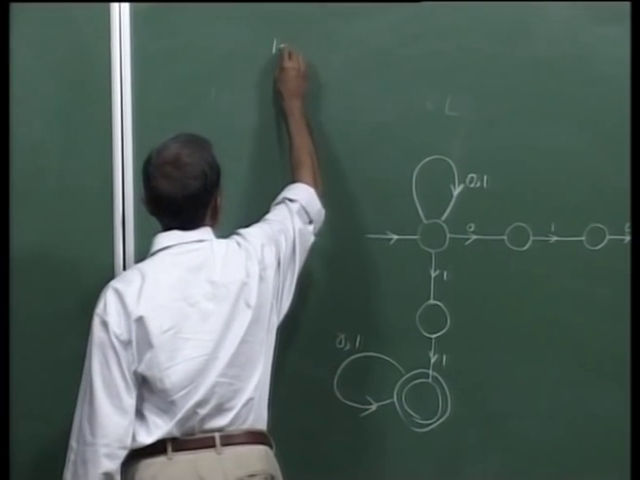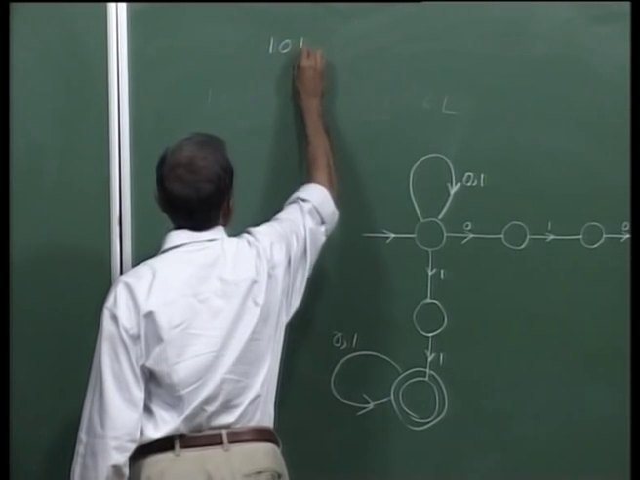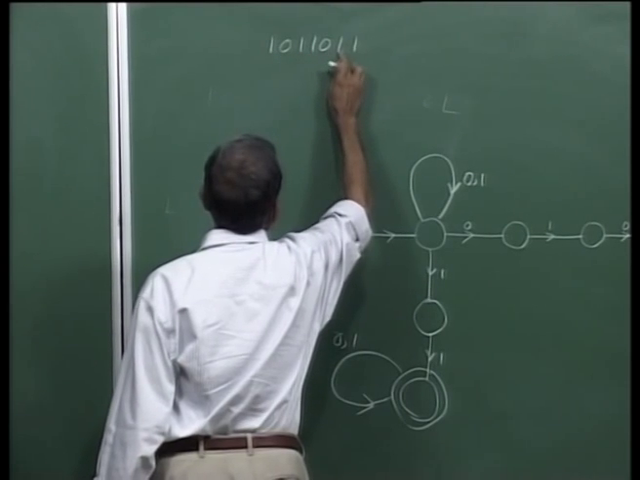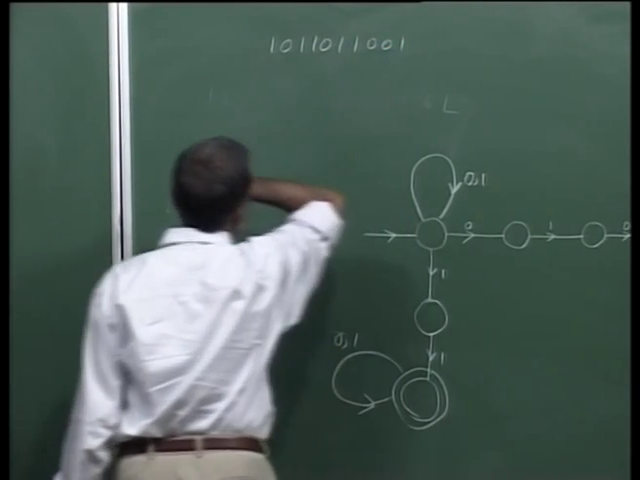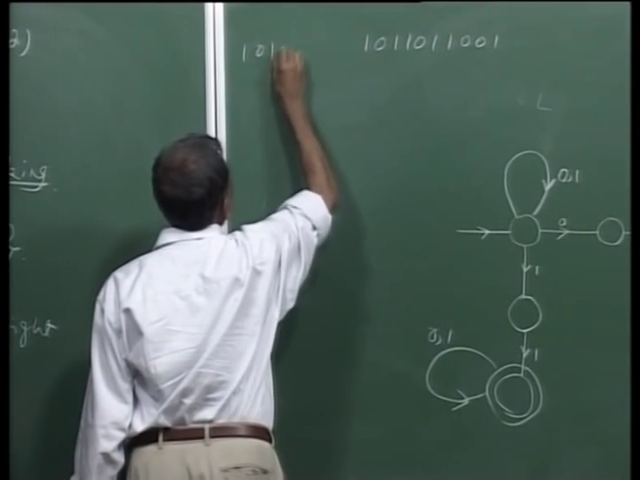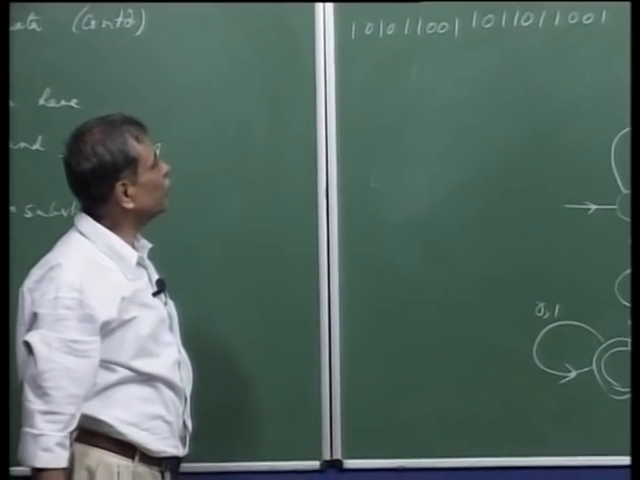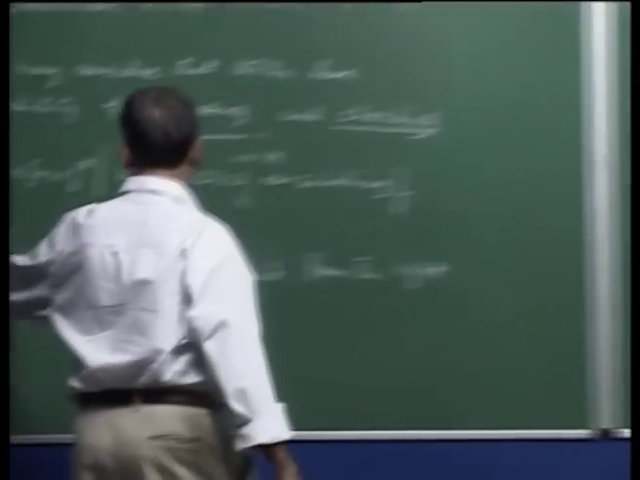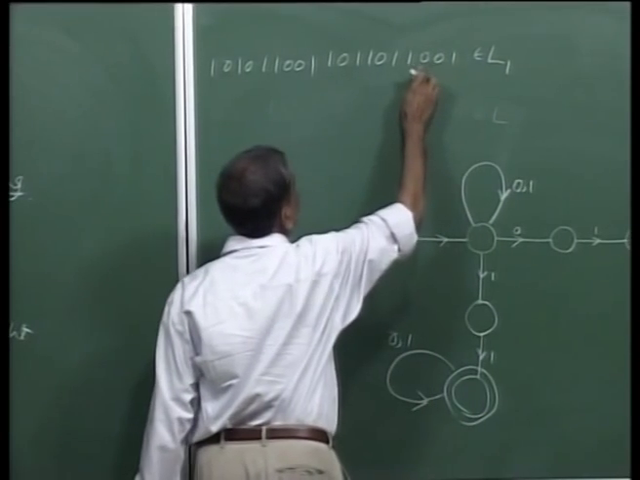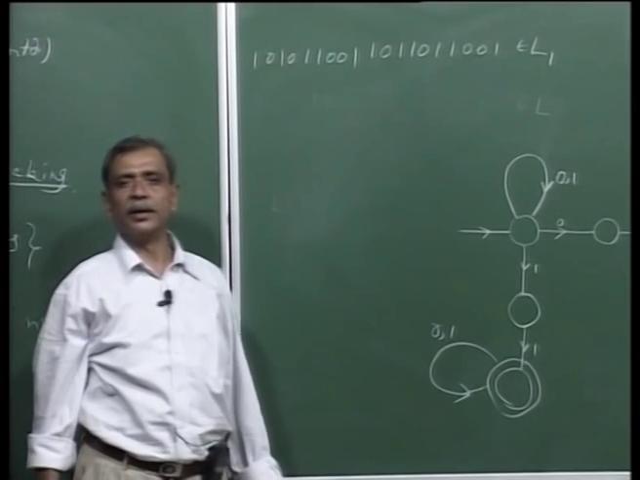We'll make the 10th bit 1 here. So, I will first write the 10th bit 1 0 1 1 0 1 1, right. And suppose this is the end and then I have something 0 1 0 1 1. Supposing this is the input, this should be there in the language L1 clearly, because 1, 2, 3, 4, 5, 6, 7, 8, 9, 10th bit from the right end is 1.